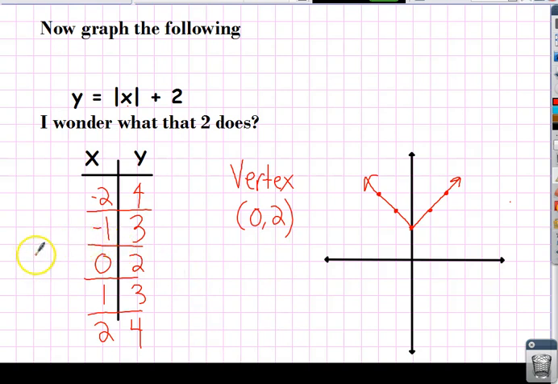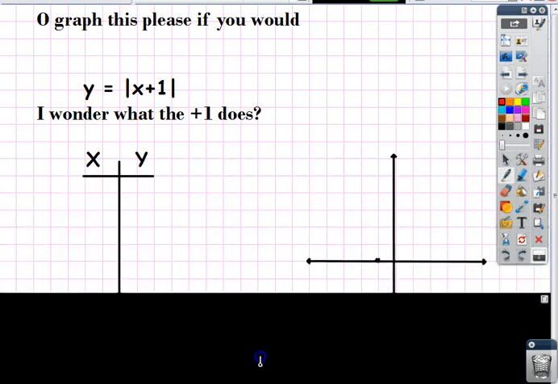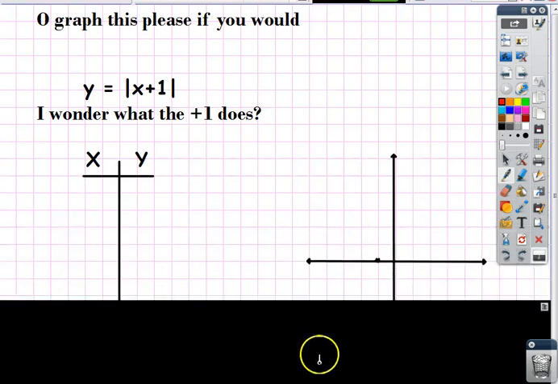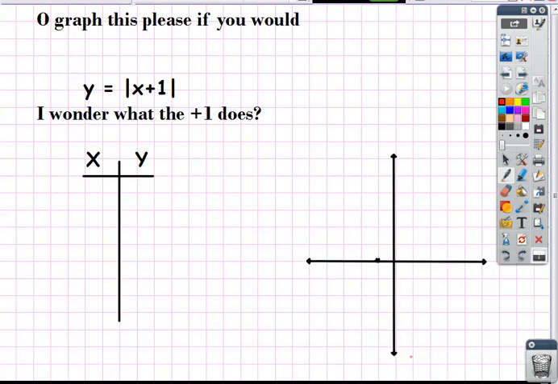Let's move on and graph some more of these. Alright, so let us look at this. The absolute value of x plus 1. I wonder what that plus 1 does in my graph. So, I'm again going to create my T-chart. Now, again, this is how I'm going to start off showing you this. The T-chart is not the easiest way to do this. We will learn a more efficient way in a second here.